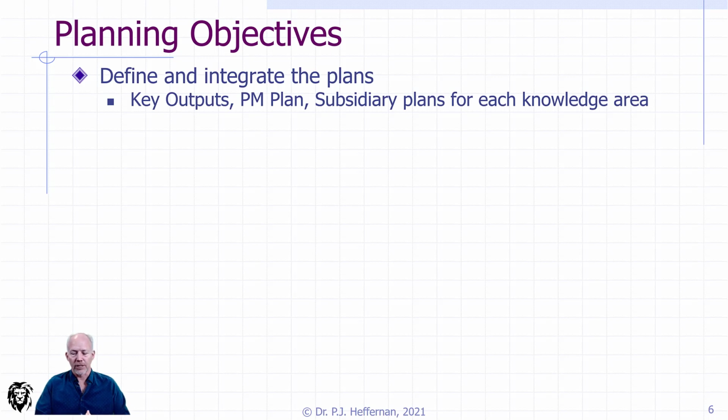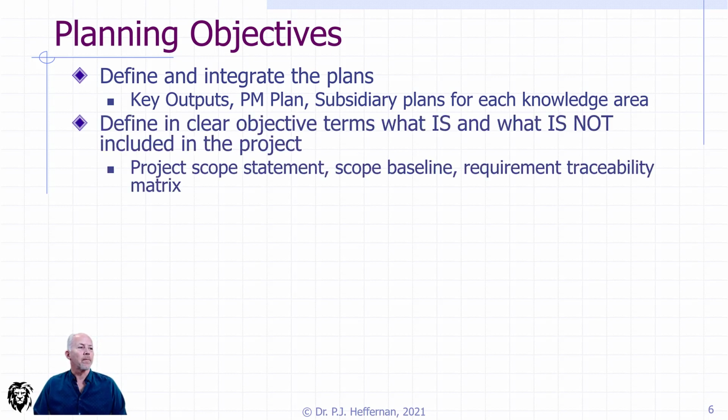As we talked about in the last slide, there are a number of key outputs. The plan itself, which is that integration piece, all of the subsidiary plans, and we'll come to the baselines again. We talked about it in scope management: clear, objective terms of what is and what is not included in the project. I'm reiterating this because so often we can go wrong if there is any confusion as to what bounds the project. So we want to get that right. A good project scope statement, a good scope baseline, and ultimately it leads to a requirements matrix.